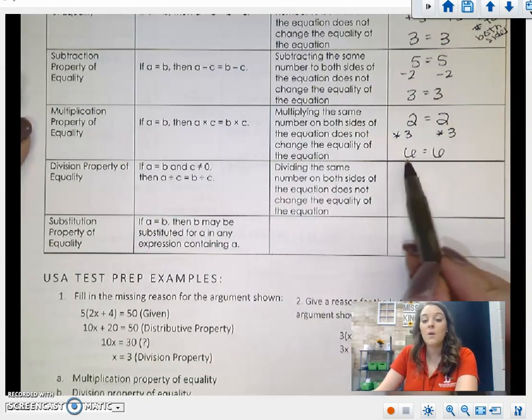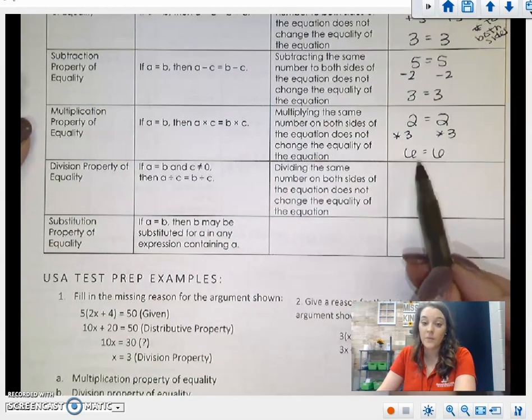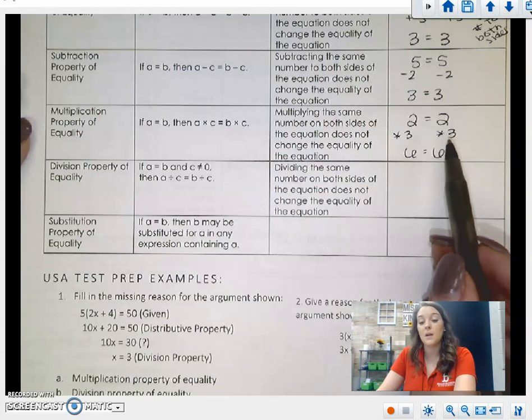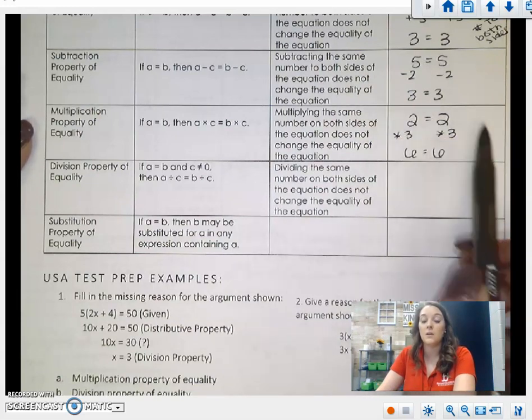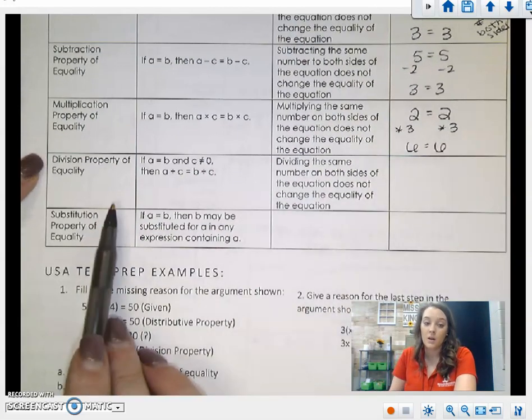And remember, we want both sides to be equal to each other. If they're not equal to each other, that means you made a small mistake somewhere. So this is the multiplication property of equality.